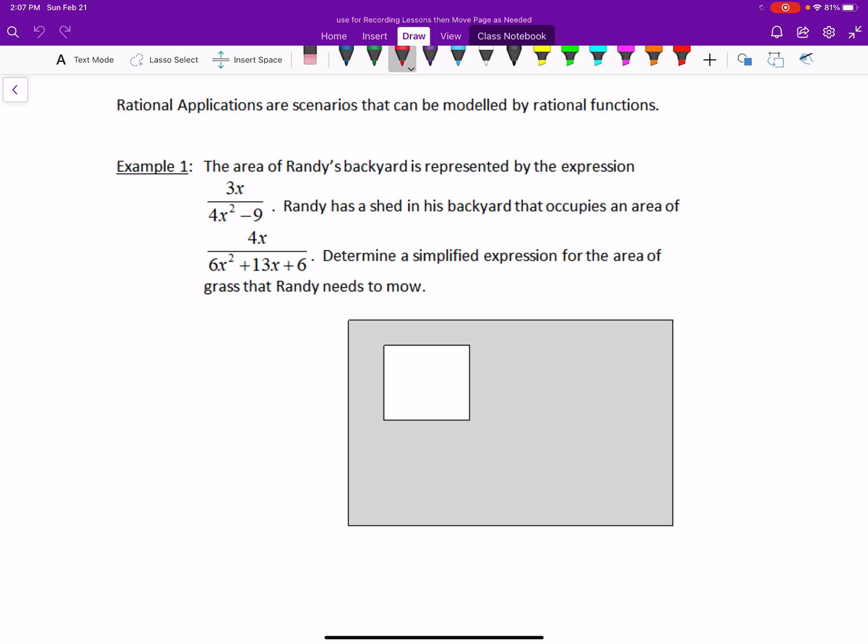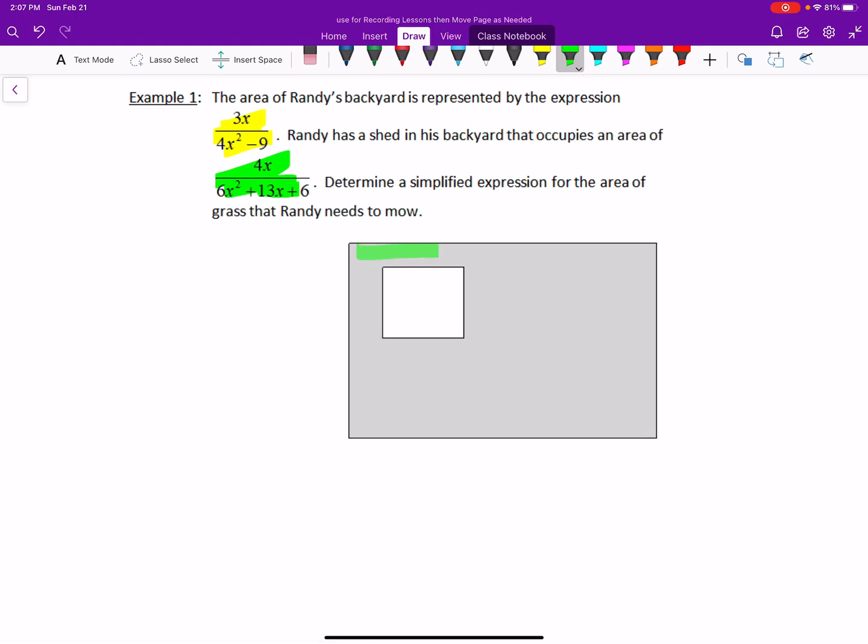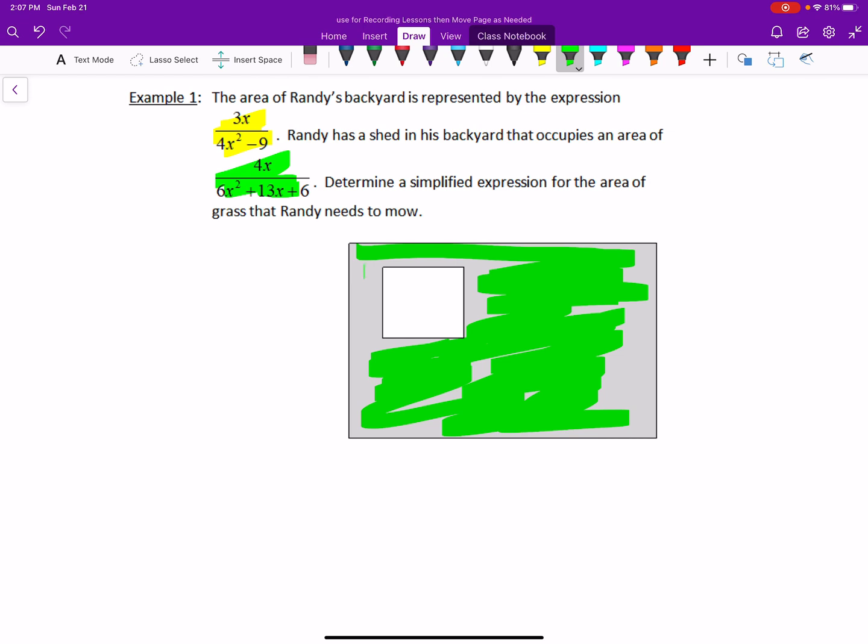The area of Randy's backyard is represented by the expression 3x over 4x squared minus 9. Randy has a shed in his backyard that occupies an area of 4x over 6x squared plus 13x plus 6. So again, these are both areas in each case. If I want to find a simplified expression for the area of the grass that Randy needs to mow, that would be all of this, right? The shed is the little white area, and the rest of it's grass.